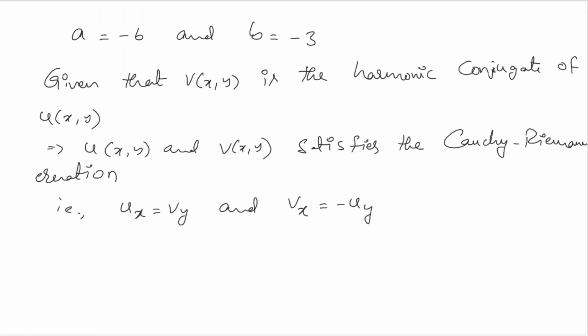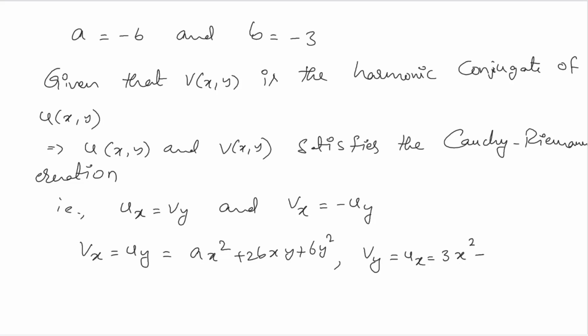So from this we have vx equal to uy, and that is nothing but uy is ax square plus 2bxy plus 6y square. So this is the value of vx, and similarly we have vy is ux, and that is nothing but 3x square plus 2axy plus by square.